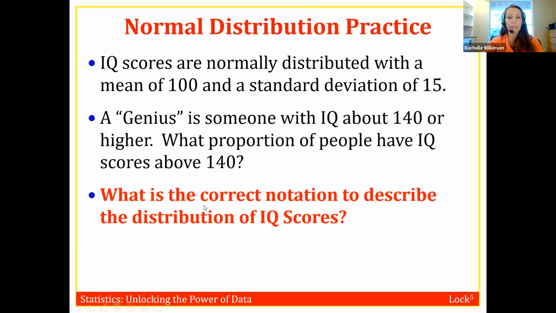So my first question, before we get to that part, is what's the correct notation that we would use to describe the distribution of IQ scores? Remember when we talked about notation for a normal distribution, how would you write that specifically for this IQ data? You can type it in the chat window if you're feeling bold and brave. Oh, there we go. Look at all those great answers. So yeah, we would use the N, and then in parentheses, the first number is the mean, which in this case was 100. The second number is the standard deviation, which in this case was 15. So N(100, 15), exactly.